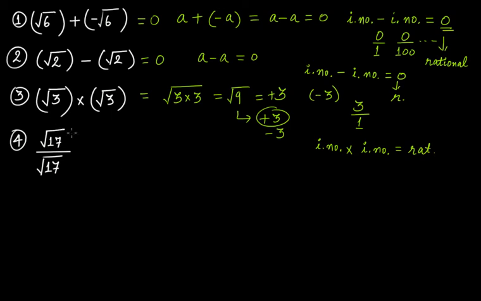Okay, here this is square root of 17 divided by square root of 17. It's of the form a divided by a, that's equal to 1. So this is equal to 1. Now square root of 17 is an irrational number. So in this case, irrational number divided by irrational number is equal to 1, that is a rational number, right?